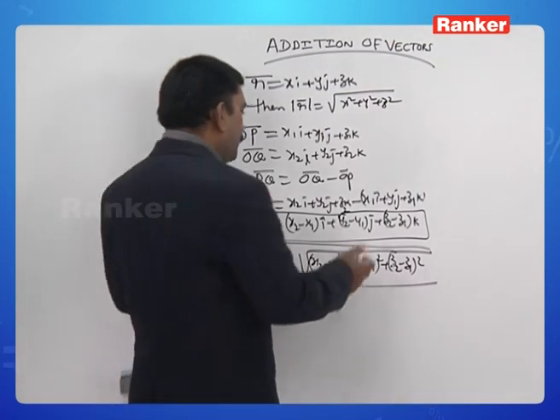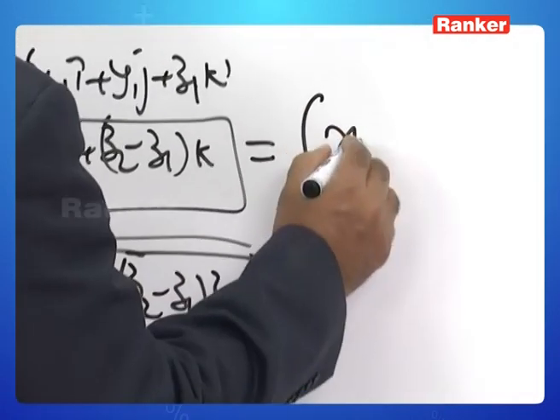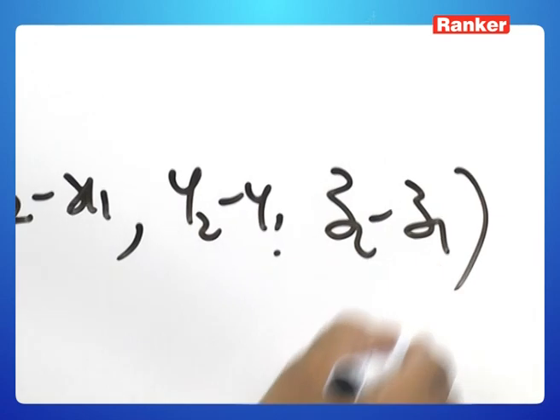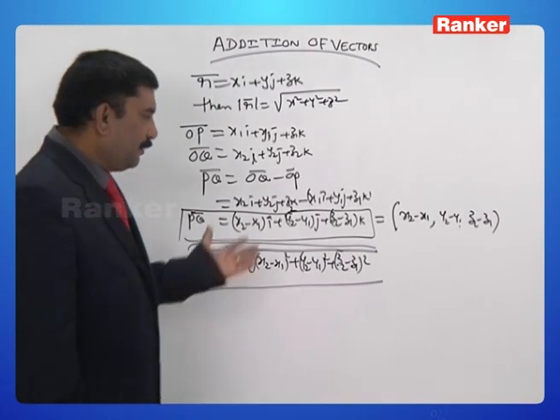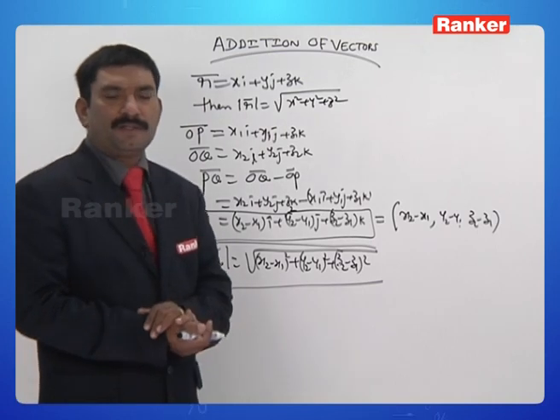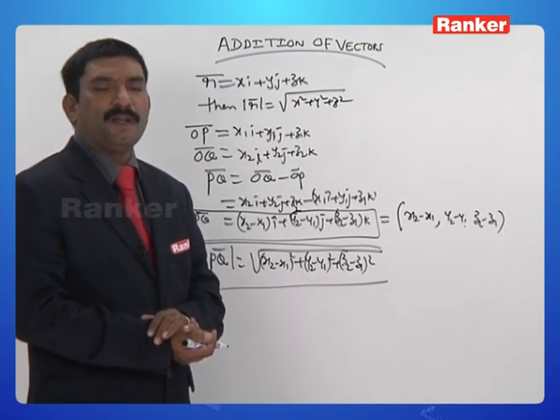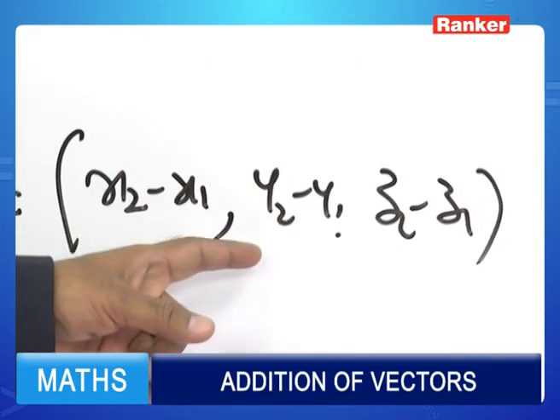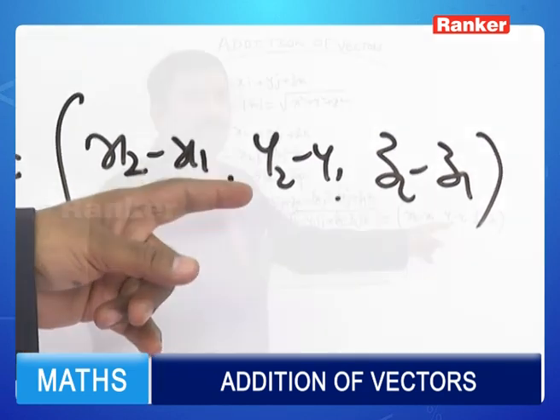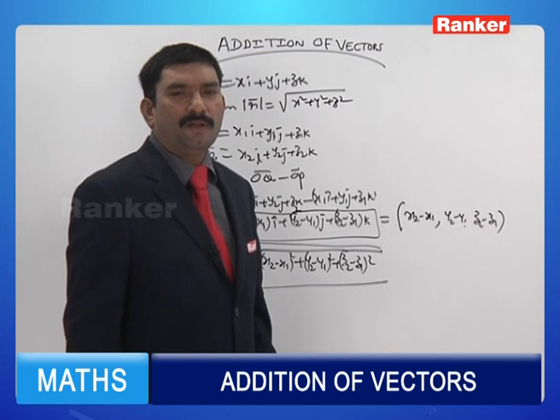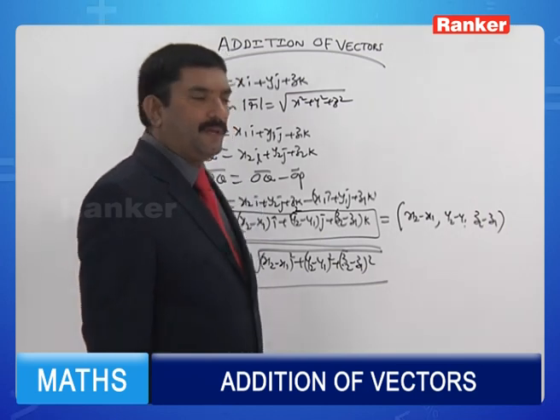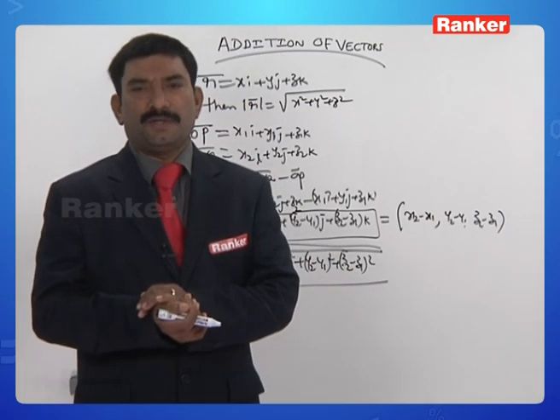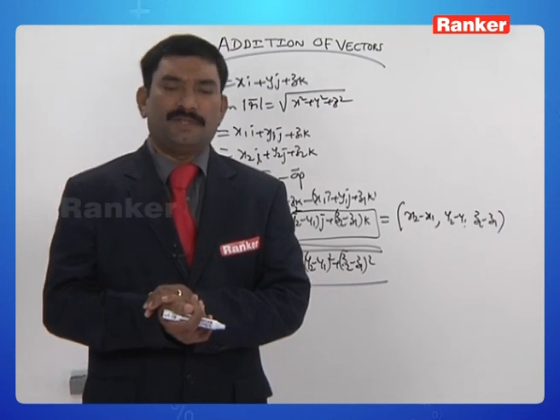So I can also write this PQ bar as x2 minus x1, y2 minus y1, z2 minus z1. We are expressing these as components; scalars are nothing but components. So x2 minus x1 is a scalar or component along the x-axis, y2 minus y1 is a component along the y-axis, and in the same fashion, z2 minus z1 is a component along the z-axis. Next we shall understand what direction cosines and direction ratios are.